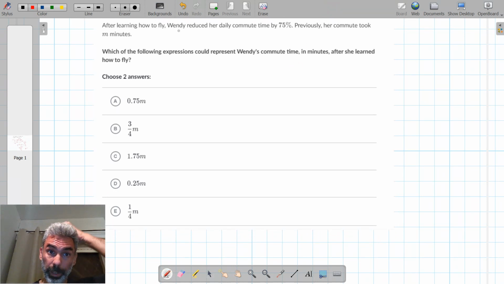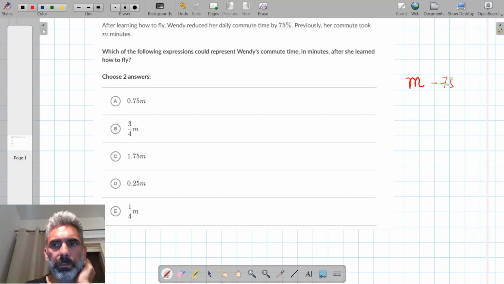After learning how to fly, Wendy reduced her daily commute time by 75%. Previously, her commute took m minutes. Okay, so this is what the original commute took minus 75% of m. Which of the following expressions could represent Wendy's commute time in minutes after she learned how to fly?